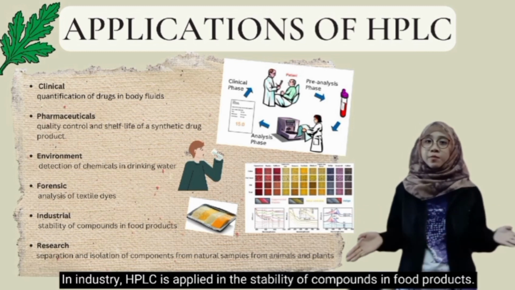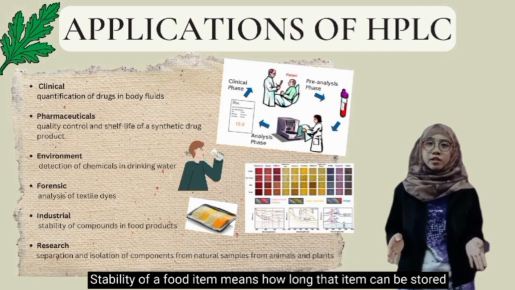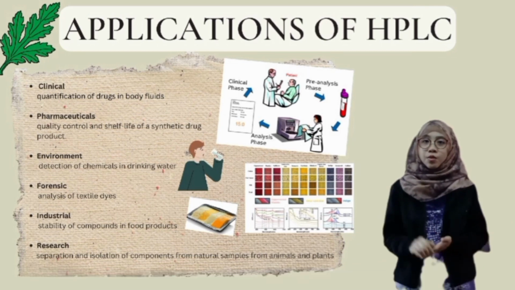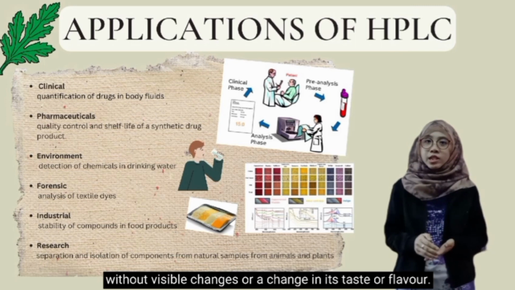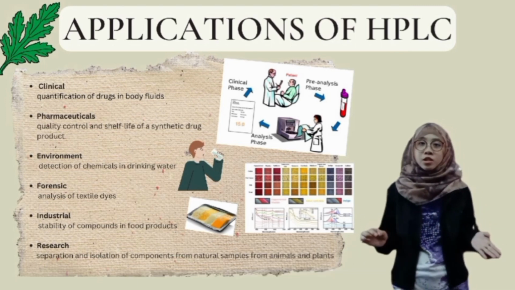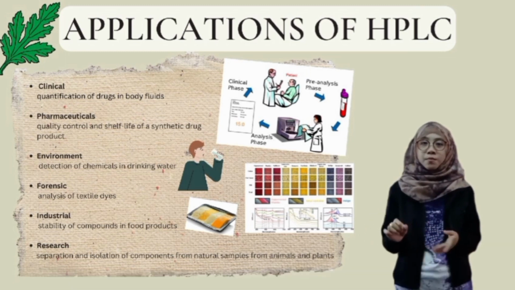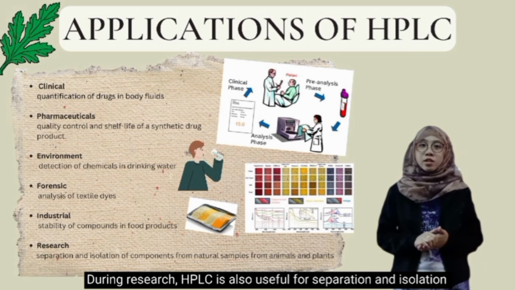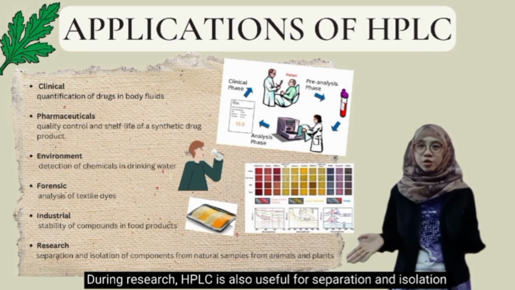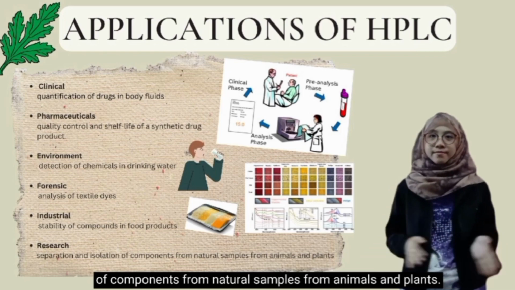In industry, HPLC is applied to the stability of compounds in food products. Stability of a food item means how long that item can be stored without visible changes or a change in its taste or flavor. If a food item is kept under normal conditions, visible changes may occur. The changes may be physical or chemical. During research, HPLC is also useful for separation and isolation of components from natural samples from animals and plants.